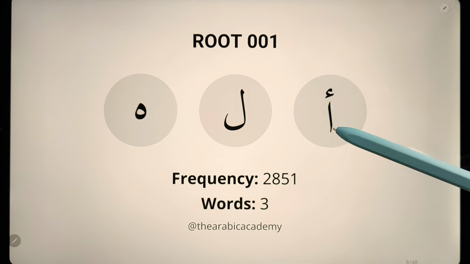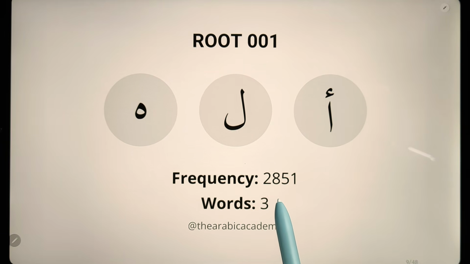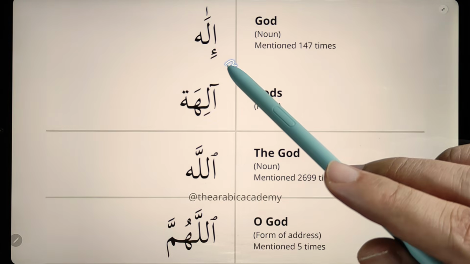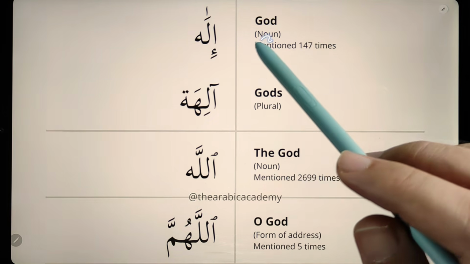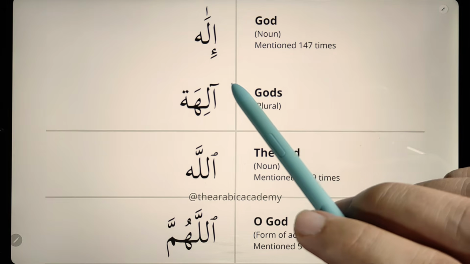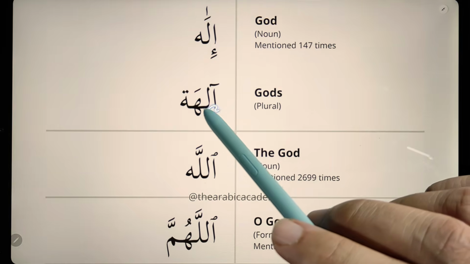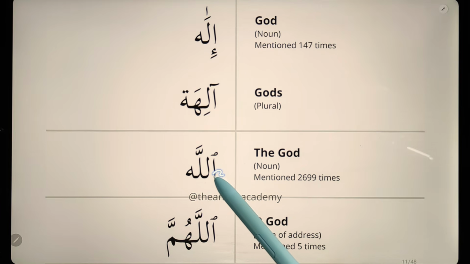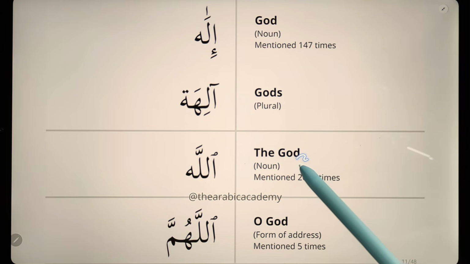Root 1 is Hamza, Lam, Ha. This root occurs 2,851 times in the Quran in 3 different words. The meaning of the root is divinity. Let's now see the different forms of this root in the Quran. The first form is ilah. Ilah means God, and it also comes in the plural form aliha. Aliha means gods. The next word is Allah. Allah means the God, and it's also one of the 99 names of Allah.